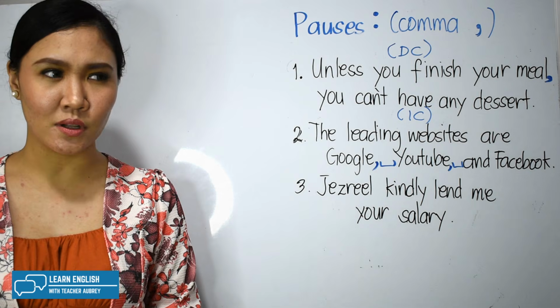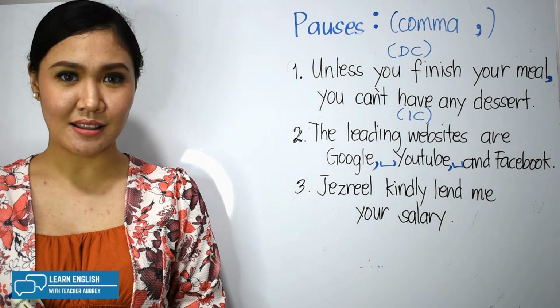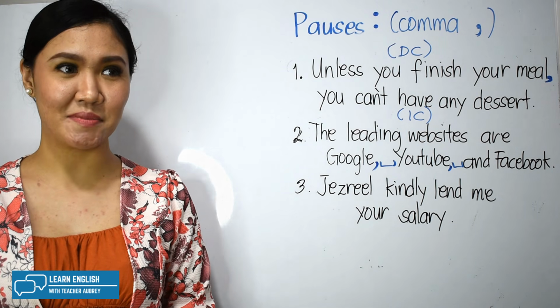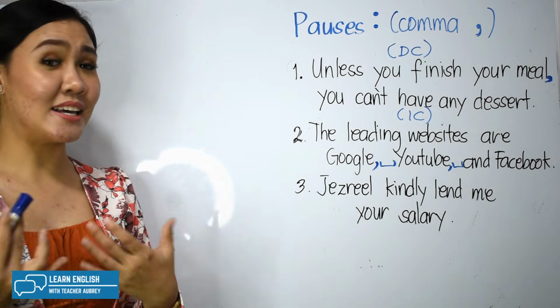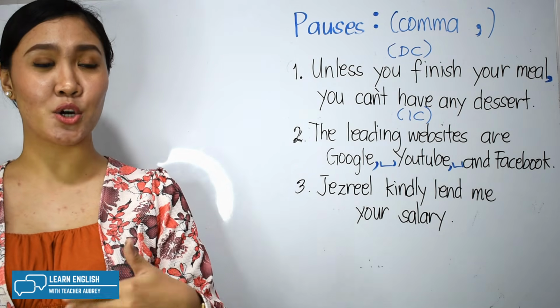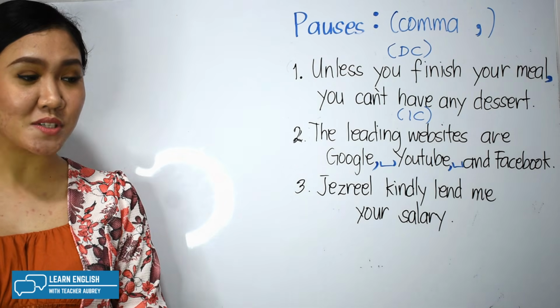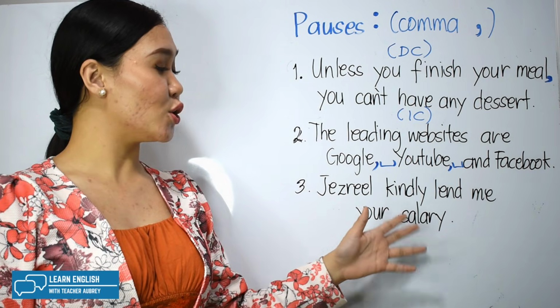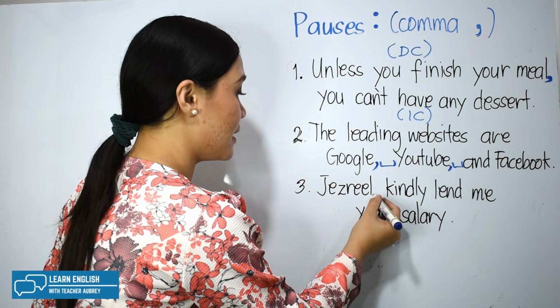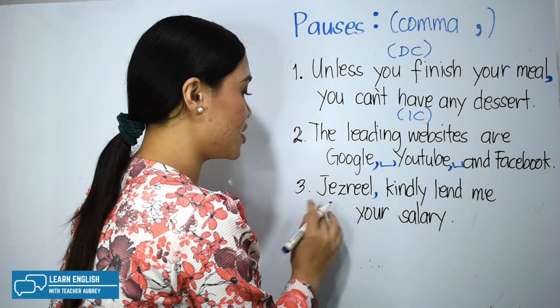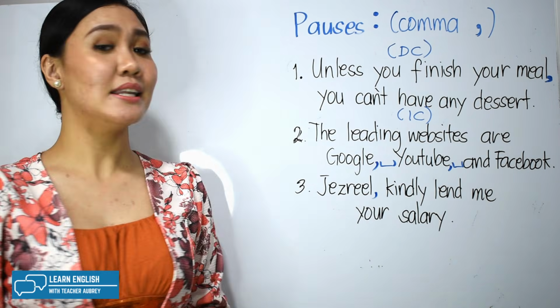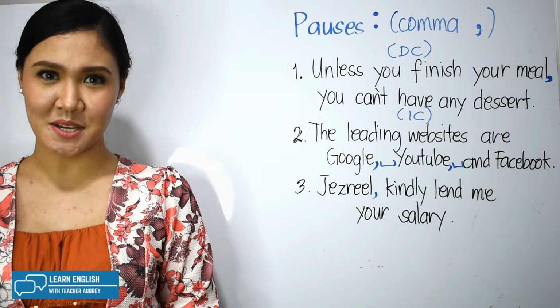And for the last example, Jezreel, kindly lend me your salary. So in this example, tinatawag ko si Jezreel. I address his name. Kausap ko siya. So gaya ng tinuro ko sa inyo, kapag may kausap kayo or may i-address kayong tao sa pangungusap ninyo, bago kayo tumuloy dun sa iba niyong sasabihin, there should be a comma. Jezreel, kindly lend me your salary.